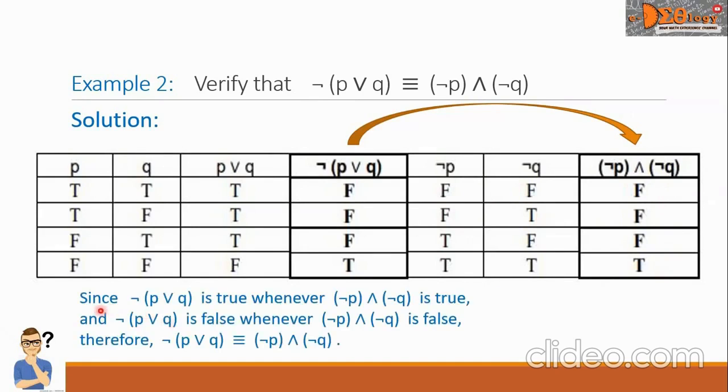So we say that since the negation of the compound proposition P or Q is true whenever not P and not Q is true, and the negation of the compound proposition P or Q is false whenever not P and not Q is false. Therefore, the negation of the compound proposition P or Q is logically equivalent to not P and not Q.